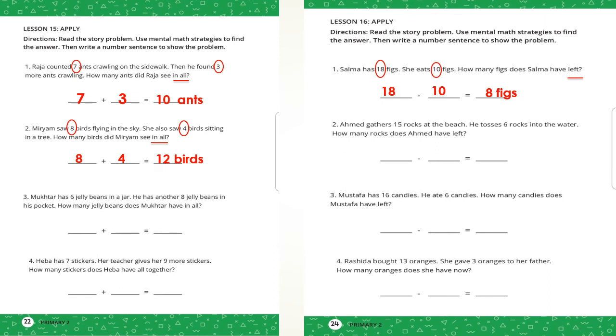The last question. Rashida bought 13 oranges. She gave 3 oranges to her father. How many oranges does she have now? Here we have 13 and 3. She gave to her father. Gave means decreased. Okay, the oranges decreased, so we will subtract. 13 minus 3 equals 10 oranges.